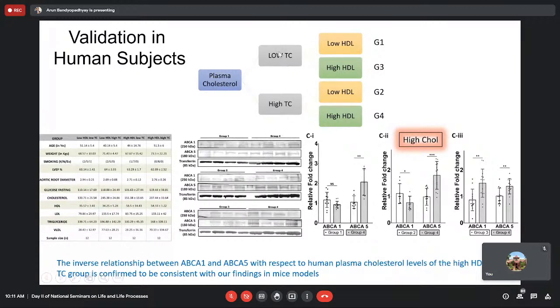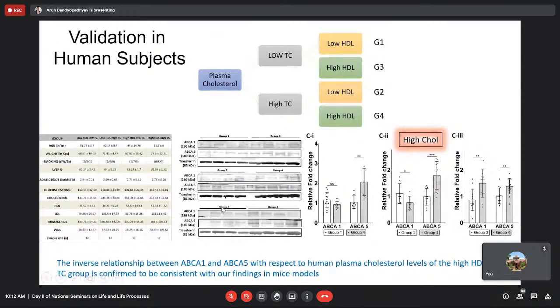Among the low cholesterol group, we have divided into low HDL and high HDL, and also the high cholesterol group, low HDL and high HDL. Most of you know that high HDL is good for the system because high HDL will remove the cholesterol by reverse cholesterol transport. Even in spite of high LDL, if they are high cholesterol but HDL is high, it is good because it can manage the cholesterol level. But low HDL and high cholesterol level is dangerous. So that is this G2 group.